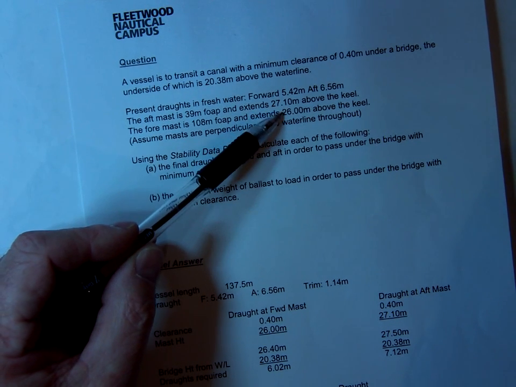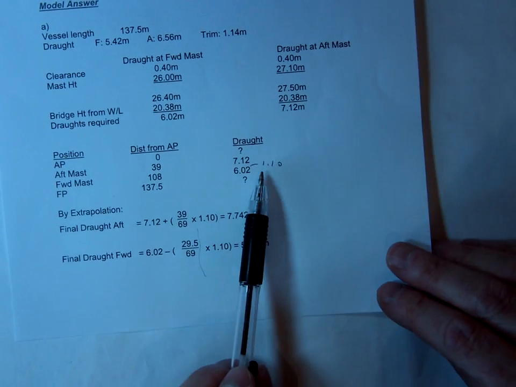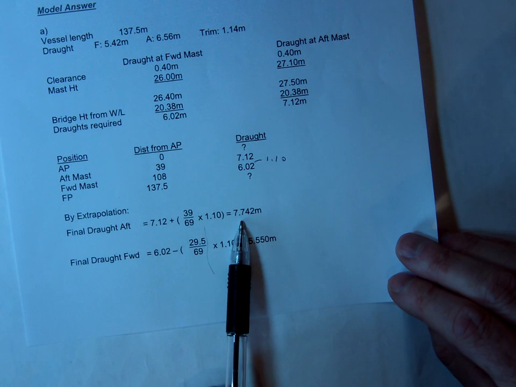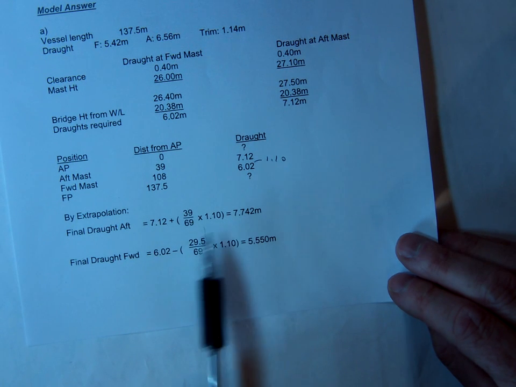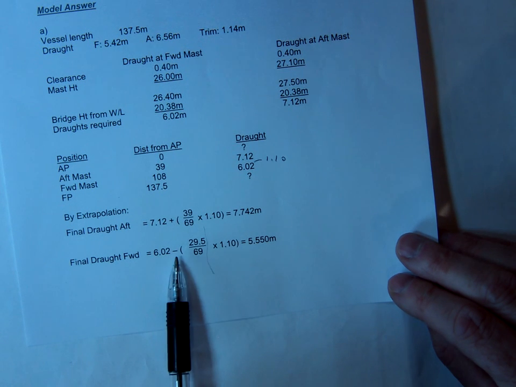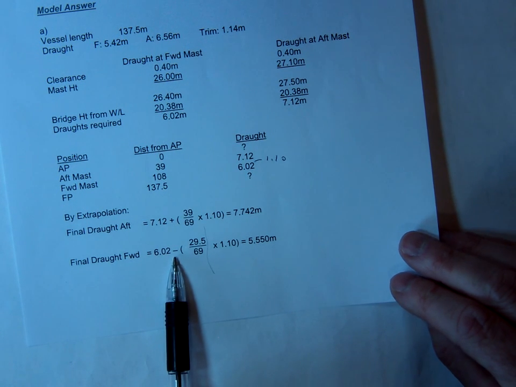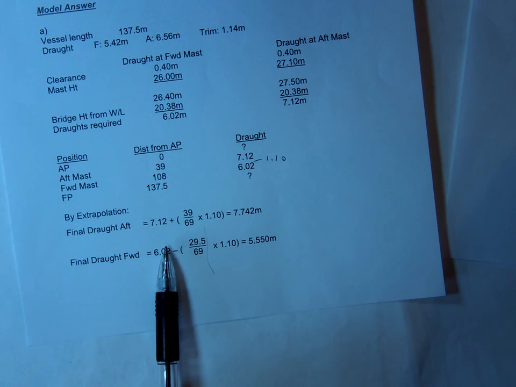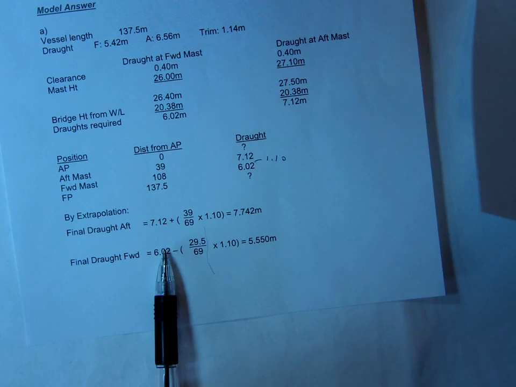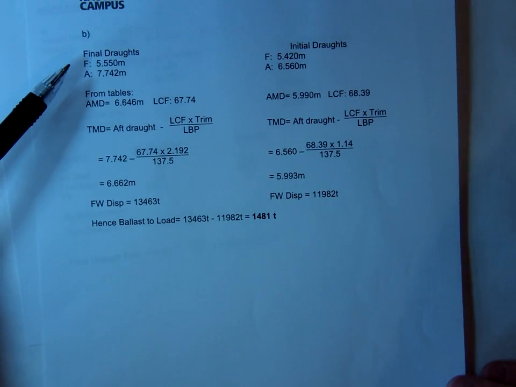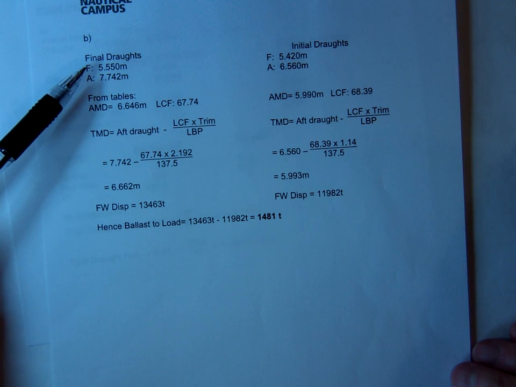Okay, you'll also notice, of course, it has to be the same as this value here. Mathematically it will be the same. 27.1 minus 26, that's 1.1. 6.02, 7.12, 1.1. So it's 7.12 plus this fraction, so it gives us a final draft aft. Then by extrapolation again, the final draft forward, and notice that it's 6.02 minus the value. So the reason we do plus and minus is because the vessel is trimmed by the stern. Once we have those values, we can do the standard computation.